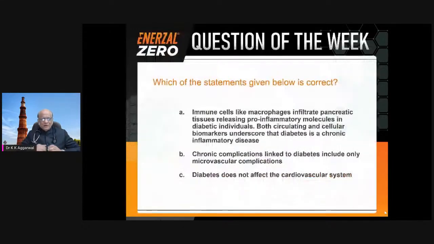Let's have the question of this week. It's very simple. If you have heard me carefully, attentively, this is a very simple answer. Which of the statements given below is correct? Immune cells like macrophages infiltrate pancreatic cells, releasing pro-inflammatory molecules in diabetic individuals. Both circulating and cellular biomarkers underscore that diabetes is a chronic inflammatory disease. Chronic complications linked to diabetes include only microvascular complications. Diabetes does not affect the cardiovascular system.